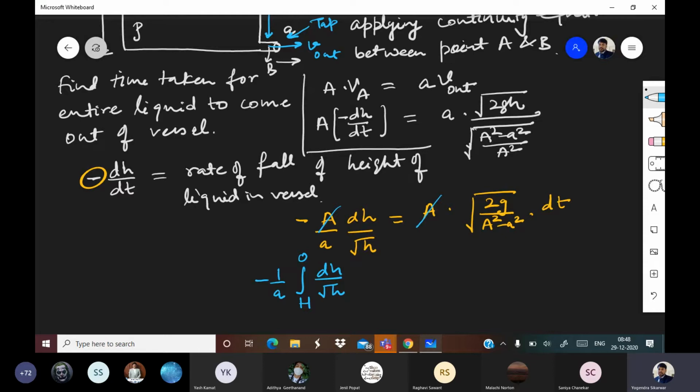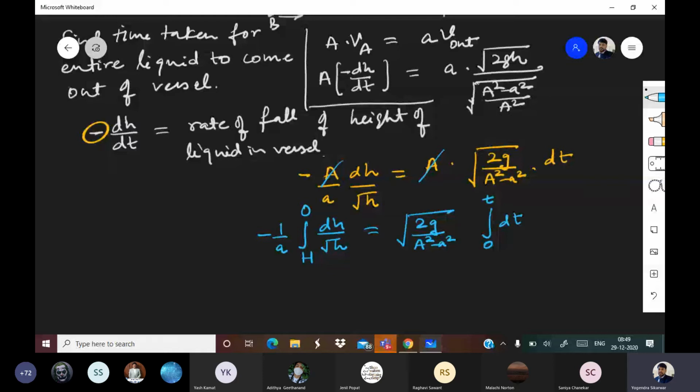Is equal to, this whole thing is constant, 2g upon A square minus a square, integration dt, and time taken will be from 0 to t. Any doubt, any question in this, anyone? Good. So let us solve it further.